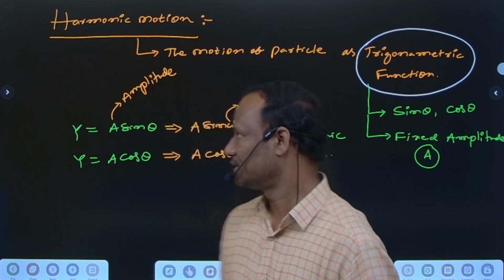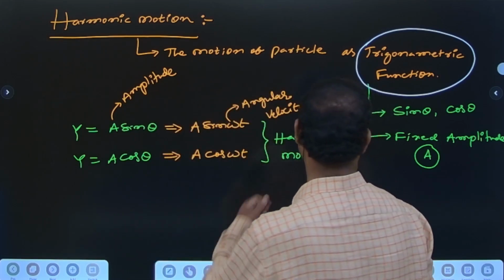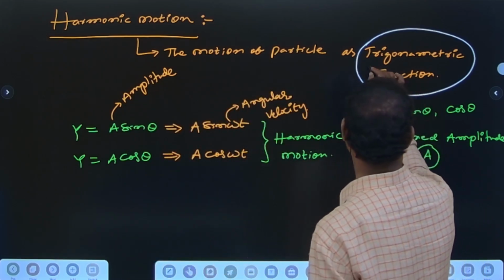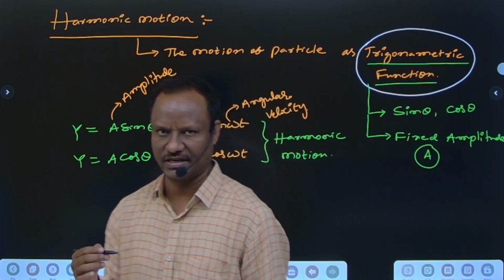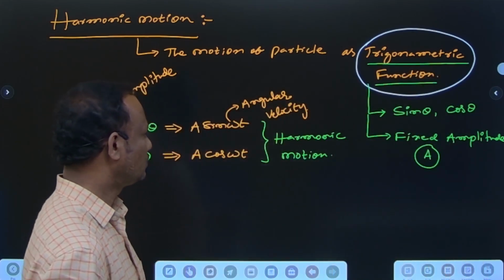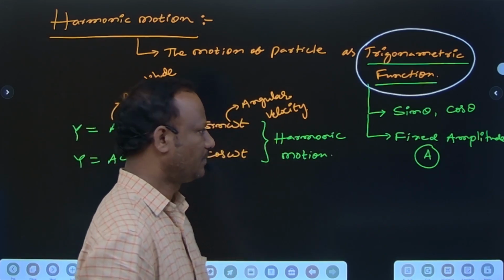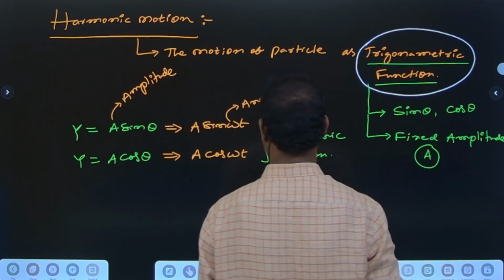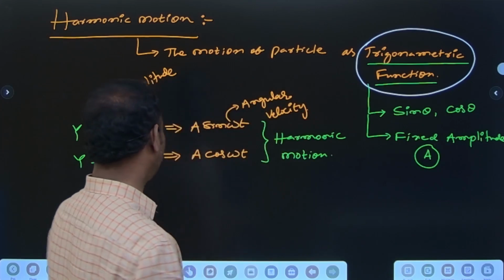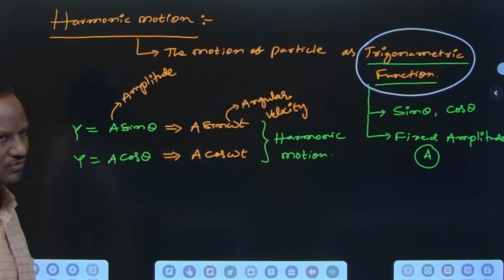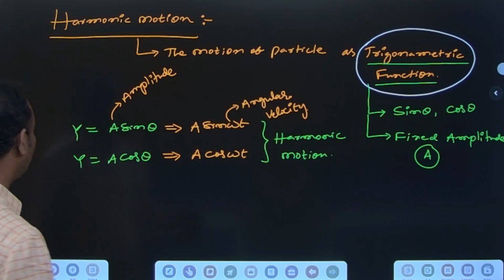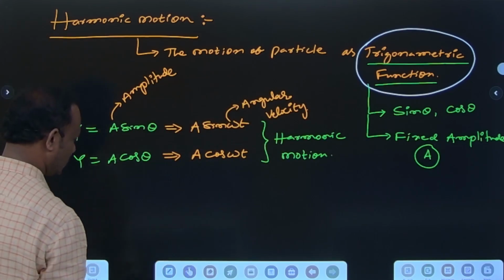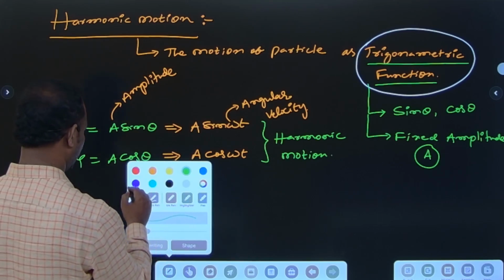So this is what harmonic means. It is a trigonometric function, expressed in sin theta and cos theta, and its amplitude is fixed. A is fixed. Its displacement can be expressed as y equals A sin theta and y equals A cos theta.